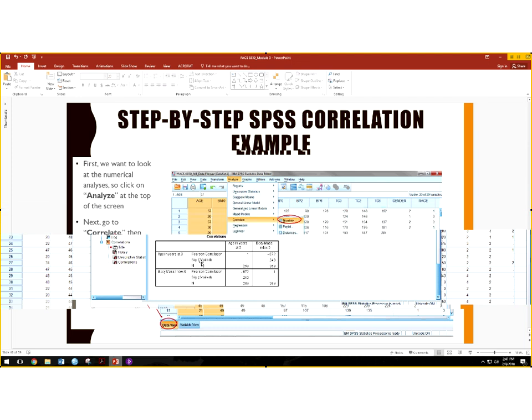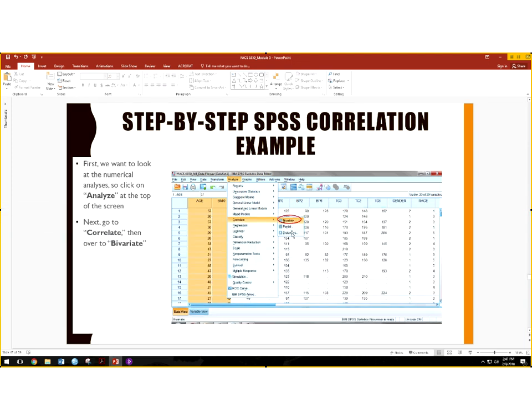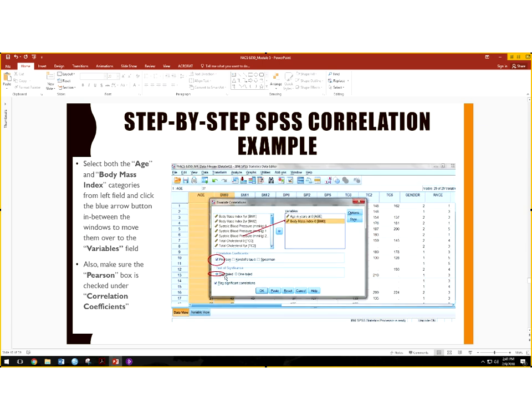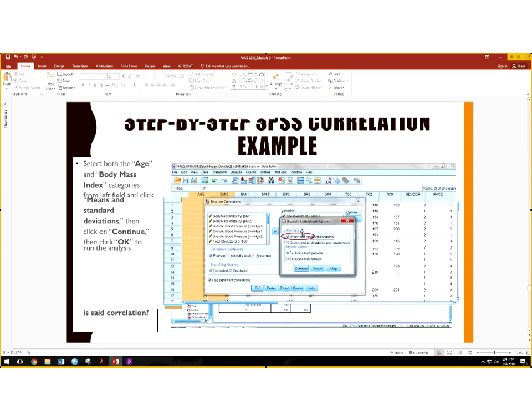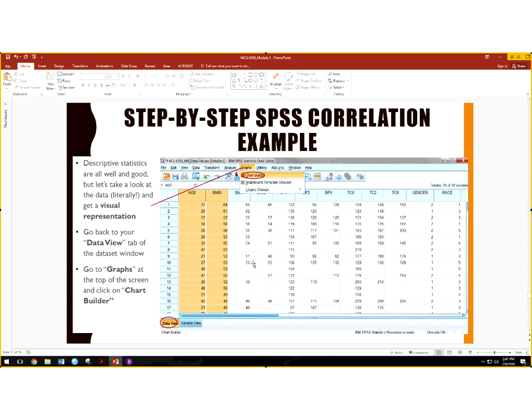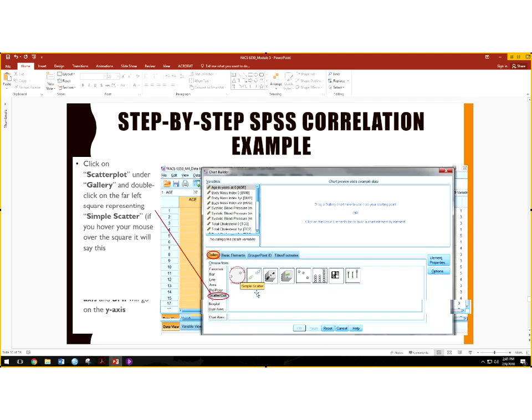And so, again, step by step, bivariate correlation. I'm going to move my age and BMI. I'm going to use Pearson's and a two-tailed test. I want my means and standard deviations. And so now I'm telling it's not significant, so it doesn't matter. So I want to go back and look at my data, like visually see what's going on. And so I'm going to get my scatter plot, a simple scatter plot.